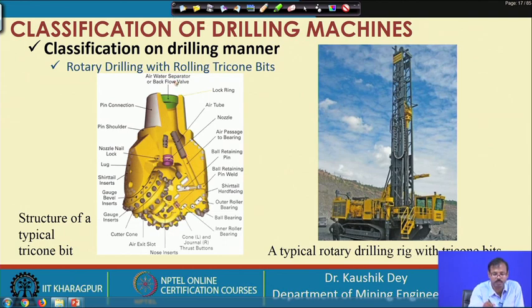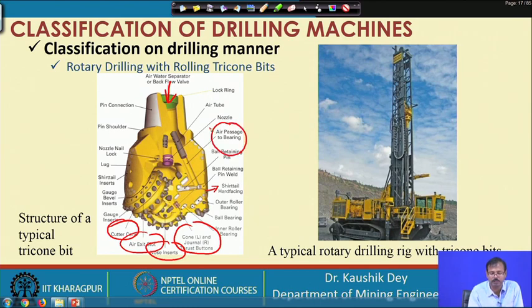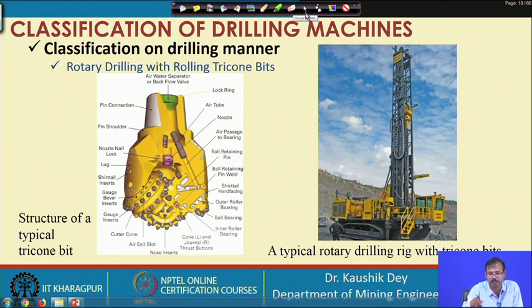This is the air water separator. These are the lock pins, these are the air tubes and nozzles. Then you can see these are the cutter cones, tungsten carbide cutter cones. These are hard fastenings which are struck with the wall. These are the cone and journal thrust buttons. These are the nose air exit valves which allow the exit of the air. These maintain the air passage to the bearing. So, these are the different components. You may have a better look at this later from books or the internet, where you can see the tricone bit.